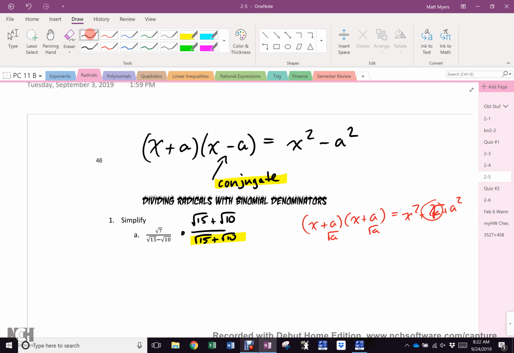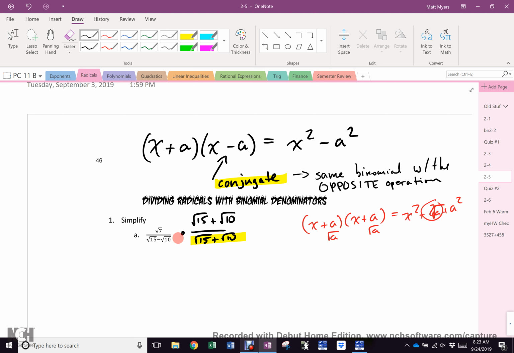What is the conjugate? It is the same binomial with the opposite operation. So this is negative, so we use a positive. If this was positive, we'd use a negative, right? And then it's just grade 10 FOIL, okay?